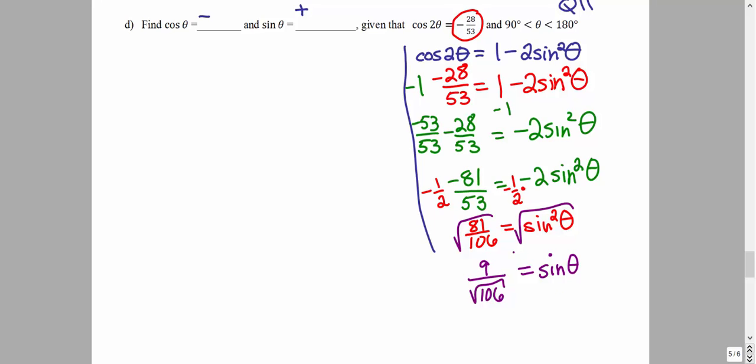Let's go ahead and rationalize. So we need to multiply the top and the bottom by the square root of 106. So that would be 9 times the square root of 106 divided by 106. I'm going to choose to use this as the y and the r, as we use the function definition to find cosine. So we have x squared plus y squared equals r squared. We know y and we know r. We want to solve for the x value.